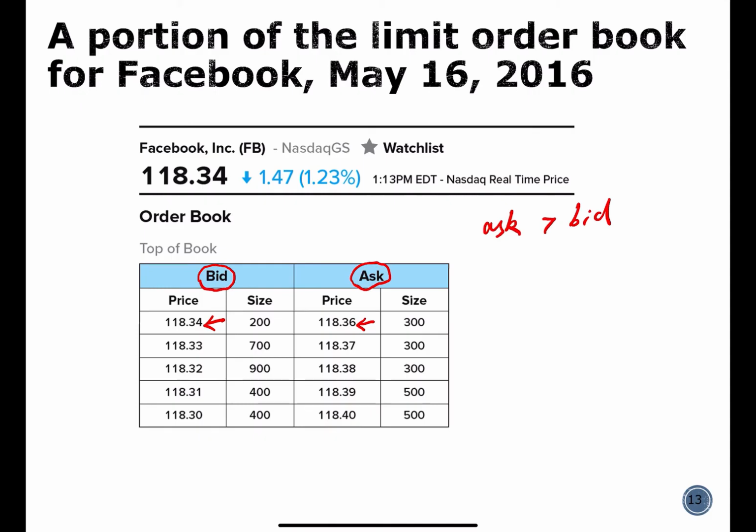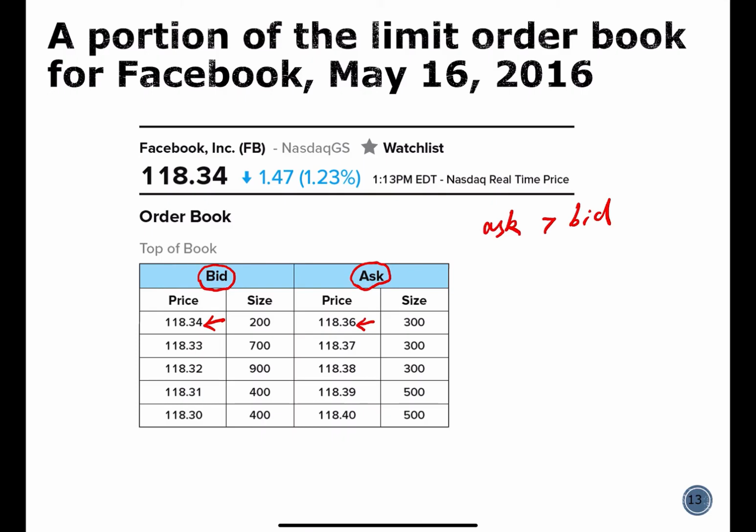If you want a transaction to happen, then potentially some buyers and sellers could agree to use the middle price. Maybe some other buyers are happy to make the purchase at 118.35, and some sellers say, okay, I am happy to sell at 118.35. If both buyers and sellers agree on a common price of 118.35, then the transaction can happen.